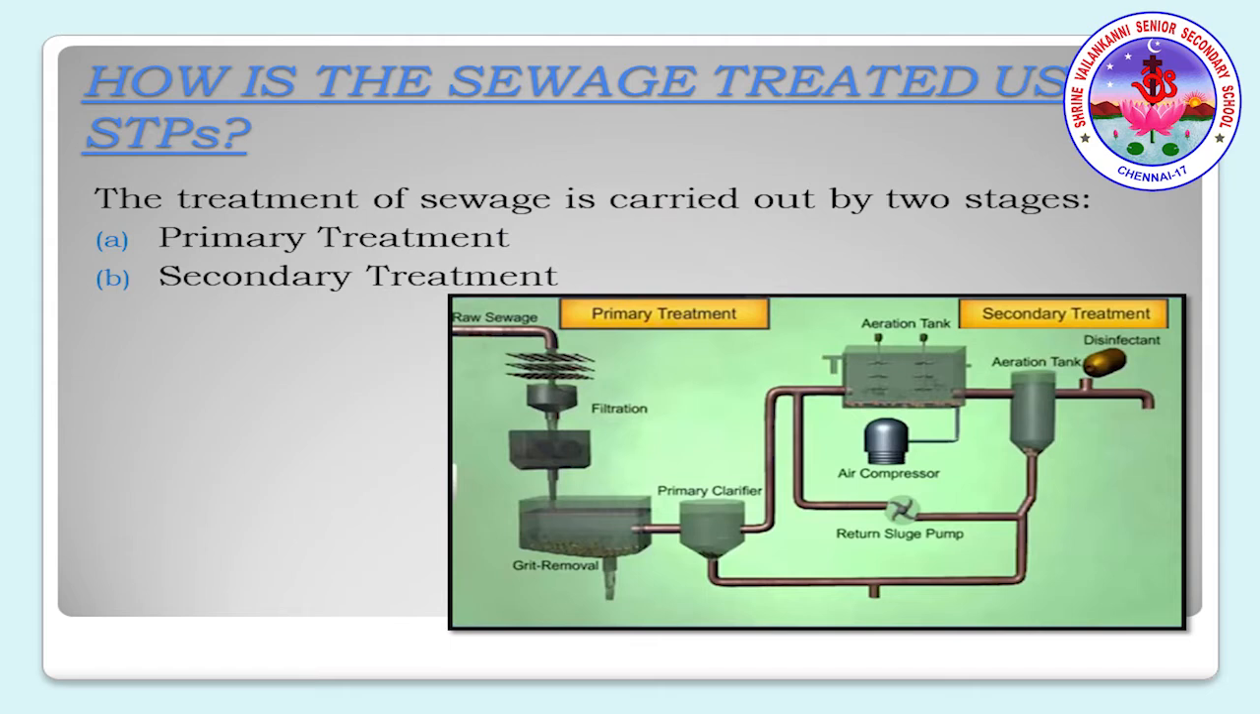How is the sewage treated using STP? It involves two processes, the primary treatment and the secondary treatment. What is primary treatment? It is the physical removal of large and small particles from sewage. Whereas in secondary treatment, the primary effluent is passed into a large aeration tank with constant mechanical agitation and air supply. By this way, we are doing the secondary treatment.